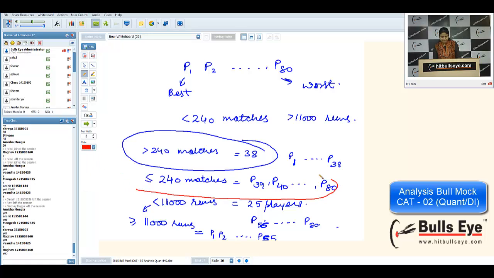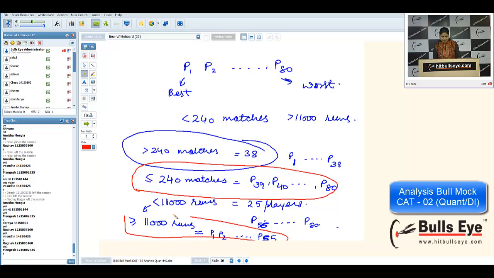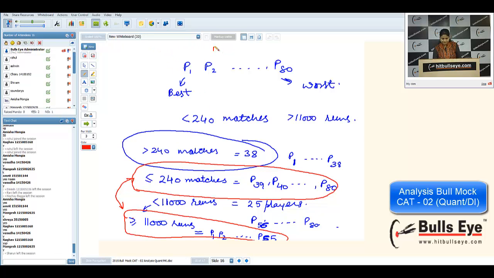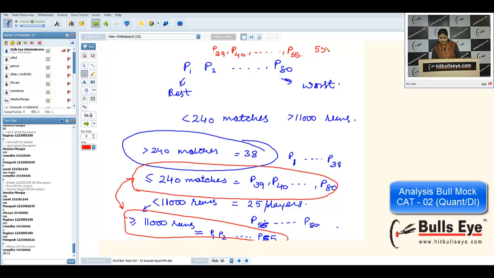Now I have this information: less than equal to 240 matches and greater than equal to 11,000 runs. Now we want these two conditions together. If I club these two conditions, I can say both these conditions will be satisfied in these players, P39, P40, and so on up to P55. These players are 55 minus 39 plus 1. They'll be how much? 17. 17 players are there. But there was a flaw.